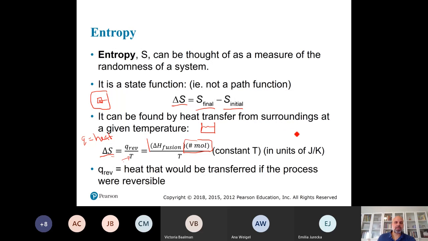So the heat in the reverse, Q reverse, is the heat that would be transferred if the process were reversible, right? This is assuming a reversible process. We have a constant temperature, so there's no temperature change, so we should be able to see this transfer of heat occurring. So when we're talking about entropy, again, it's a little bit more abstract.